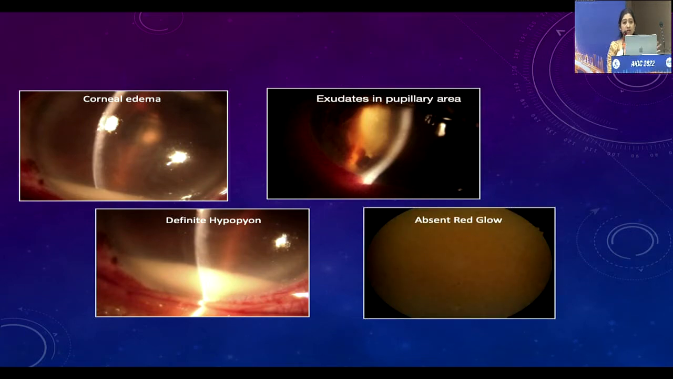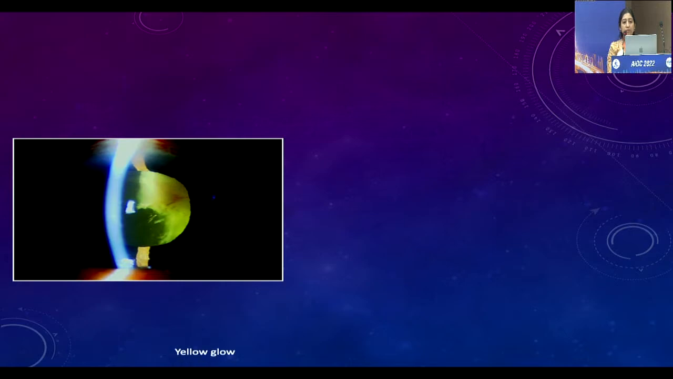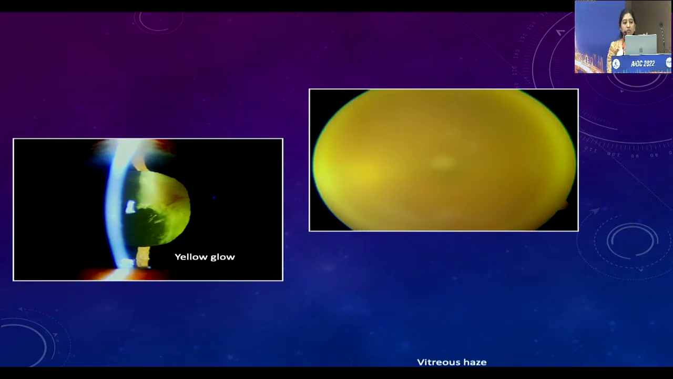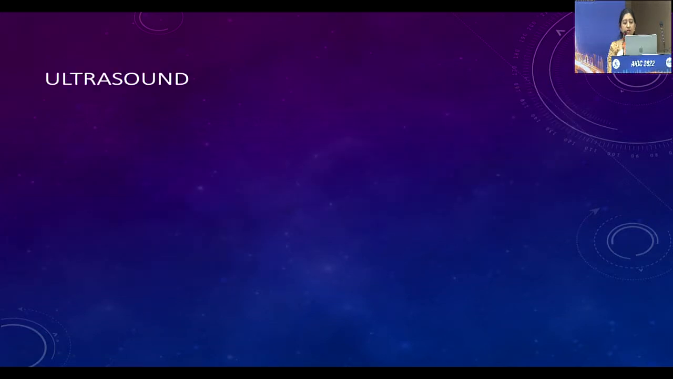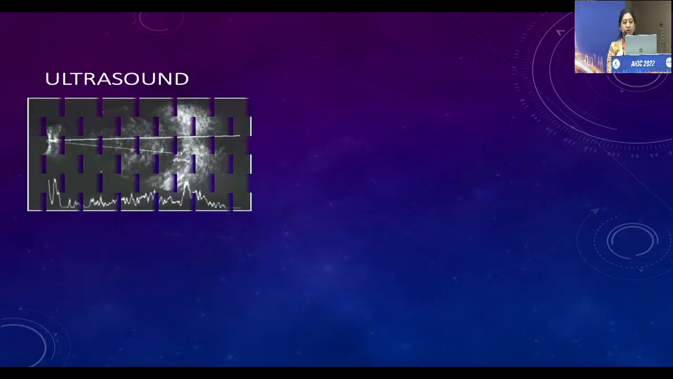Definite hypopyon would be there. There would be absent red glow. Sometimes you would actually be able to see exudation from the pupillary area. There would be loss of vitreous details. So whenever vitreous is not seen or you cannot see retinal details, then ultrasound is warranted. As I told you before, in early stages ultrasound may not show any signs, but later on you would see signs like presence of membrane echoes or moderate reflective echoes.